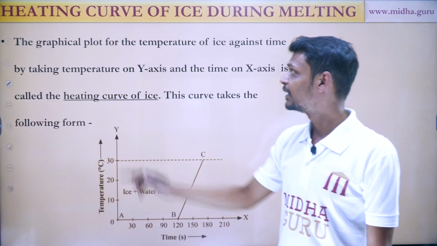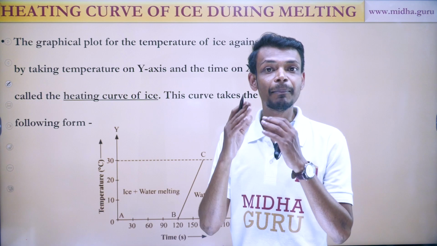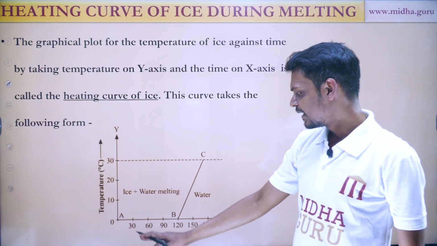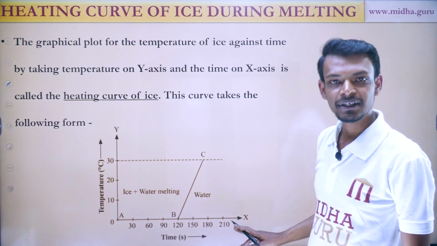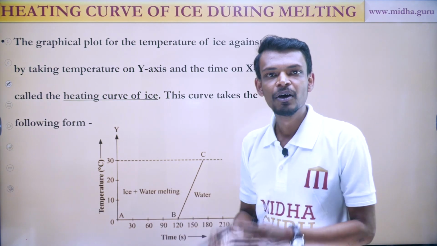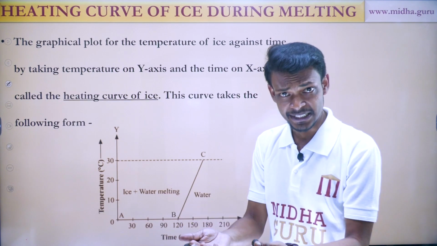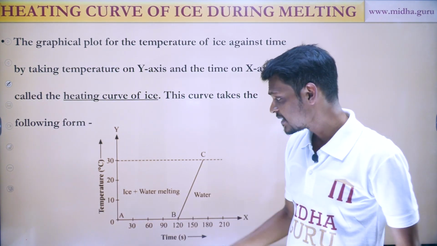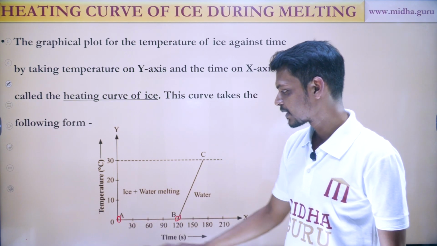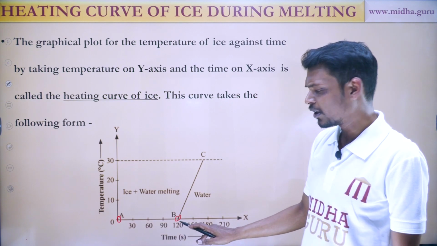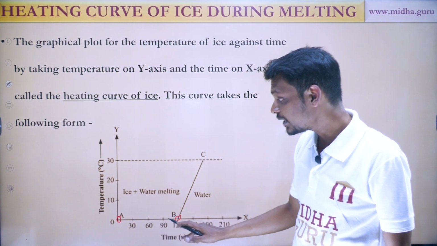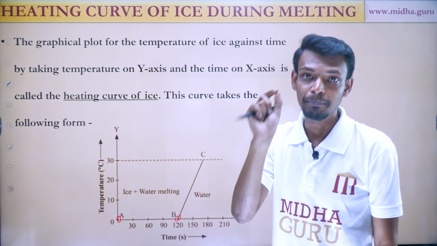Now let us see the heating curve when ice melts. If I directly move to the curve, you can see that on the x-axis we have time, and on the y-axis we have the change in temperature. Initially we had only ice. When I started to supply heat to the ice, although I am supplying the heat, the temperature is not increasing. From point A to point B, 120 seconds have already passed, but the temperature has not increased by one single bit.